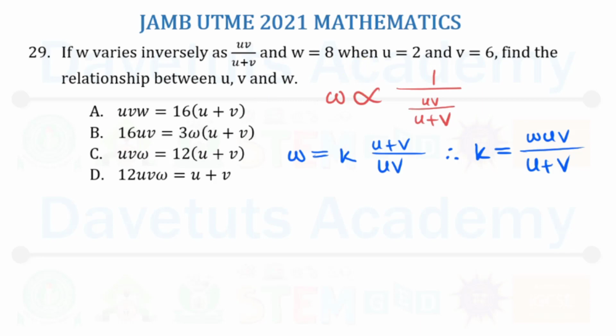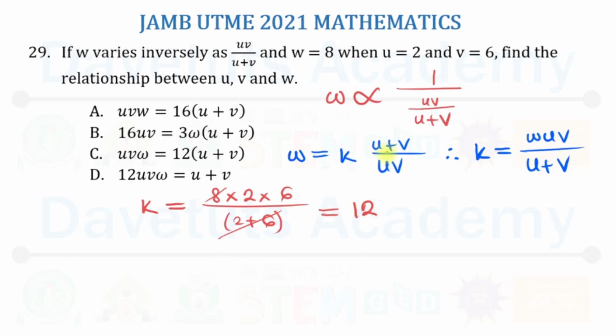Using the values that we're given, K will be W is 8, U is 2, V is 6, over U plus V. U plus V will be 2 plus 6, which itself is 8. The 8 can cancel this 8. So K is 12. Oh, beautiful.